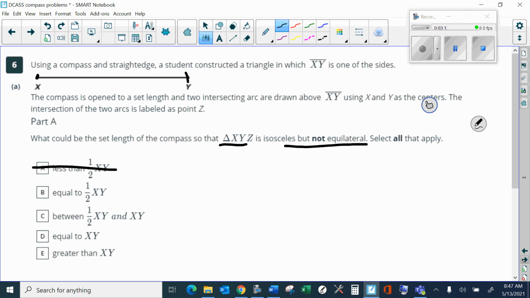Equal to it? Yes. Between half of XY and XY? Yes. Equal to it? No, that's equilateral, and we don't want it equilateral. Okay, greater than XY? Yes. So those are the three. This is just another way of asking the same question as the last one. Just remember it can never be less than halfway, and if it's equal to the exact length, then that's an equilateral triangle. Anything else will give you isosceles.